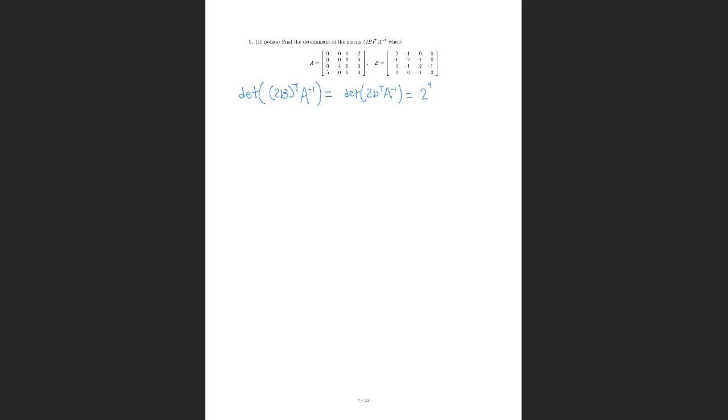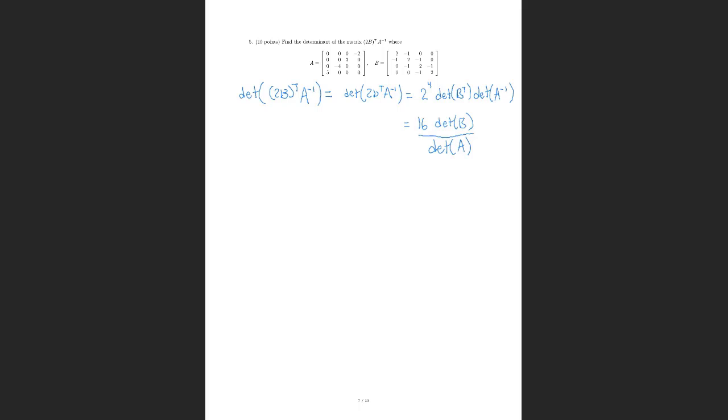Next, we have determinant of B transpose times A inverse. So then, using other properties of determinants, that's the same as determinant of B transpose, and then times determinant of A inverse. And then finally, 2 to the 4th is 16. Determinant of B transpose is the same as determinant of B. And then determinant of A inverse is just the inverse of the determinant of A, or just its reciprocal.